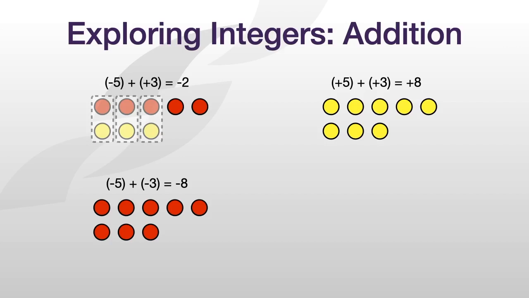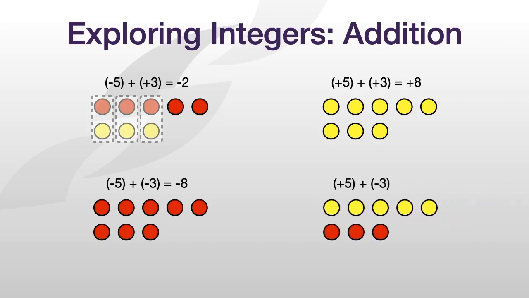Joining 5 yellow counters with 3 red counters portrays +5 plus -3. Once more, we can look for and remove zero pairs. Doing so leaves 2 yellow counters, or positive 2. How can we use number lines to reason to these results? We'll explore this question next, beginning with positive 5 plus positive 3 is positive 8.